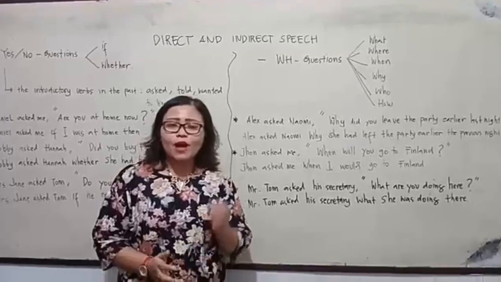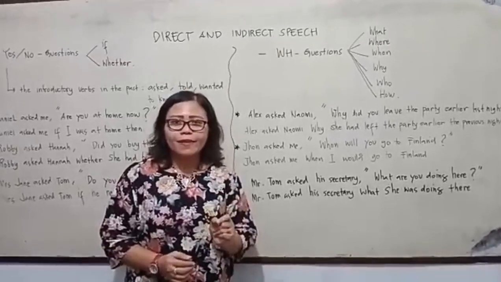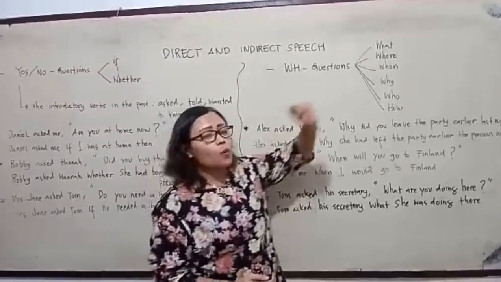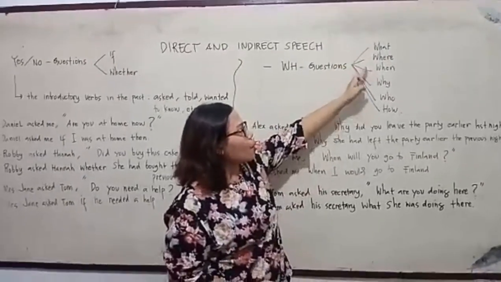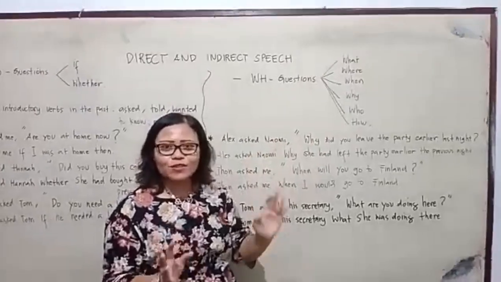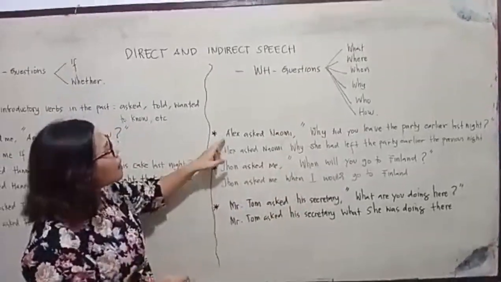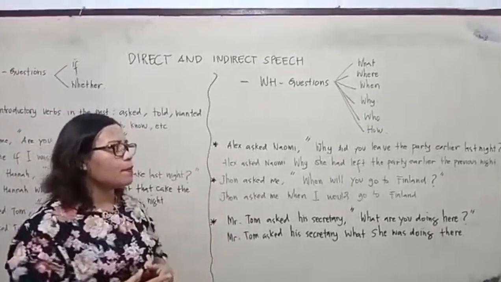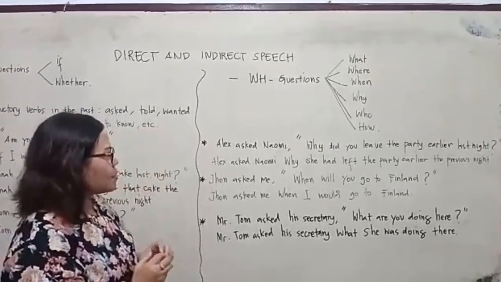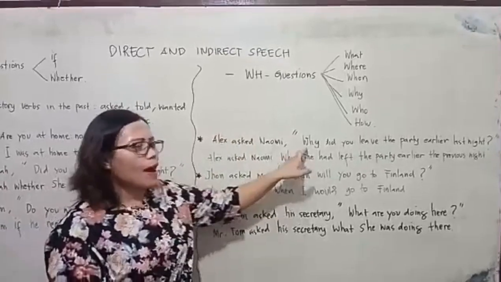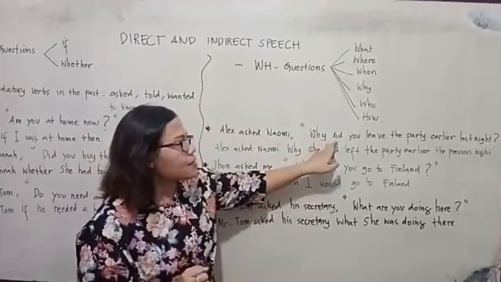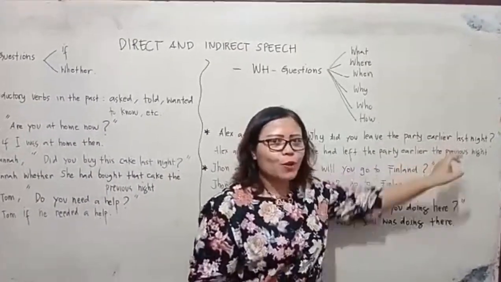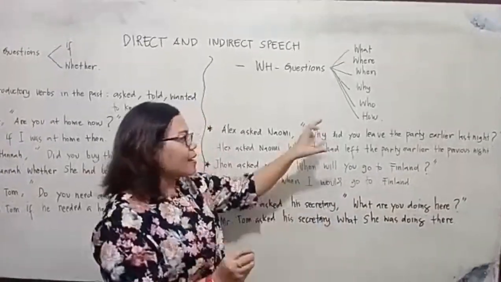And now we will look at the four forms of direct and indirect speech, that is WH questions. In WH question forms, we need the question words like what, where, when, why, who, how, and so on. Okay, let's look at this example. Alex asked Naomi, why did you leave the party earlier last night? So you have to see this, it is direct with the question word why, and the tense is simple past. Then you have to look at here is the adverb of time, last night. So we need to change the tense, the direct into reported.